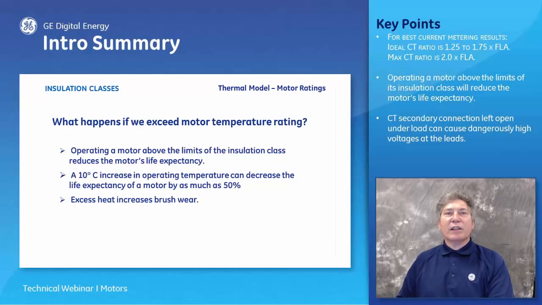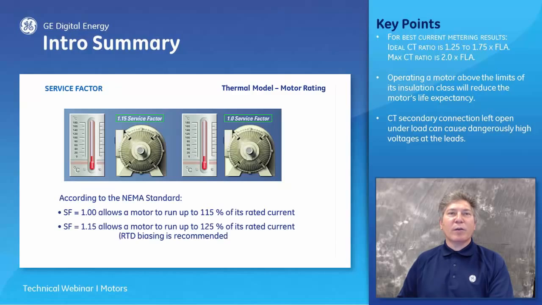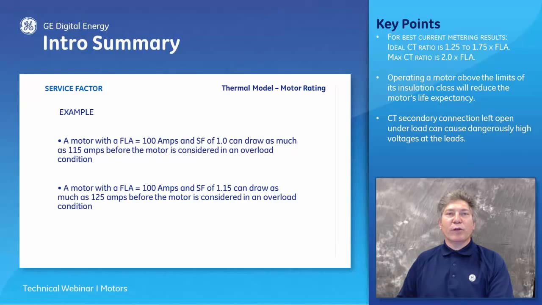The NEMA standard allows a motor with a nameplate service factor of 1.00 to be run up to 150% of its rated current. For a motor with a nameplate service factor of 1.15, it can be run up to 125% of its rated current. For example, a motor with an FLA equal to 100 amps and service factor 1.0 can draw up to as much as 115 amps before the motor is considered in an overload condition. If the service factor is 1.15, then the motor can draw as much as 125 amps before the motor is considered in an overload condition.